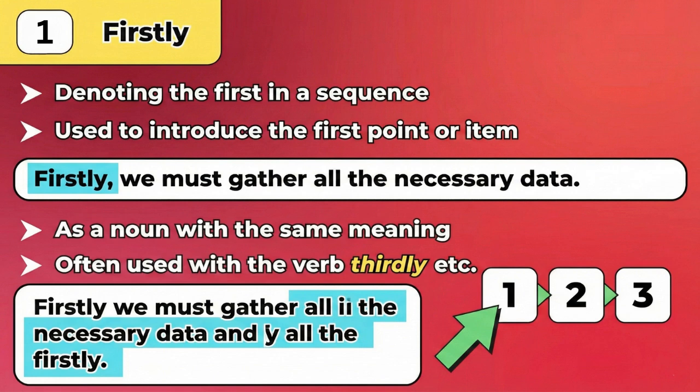Now let's start with number 1. Firstly, denoting the first in a sequence, used to introduce the first point or item. Example sentence: firstly, we must gather all the necessary data. It is also an adverb with the same meaning, often used with secondly, thirdly, etc. So firstly is the best way to begin a structured answer in IELTS speaking and writing.